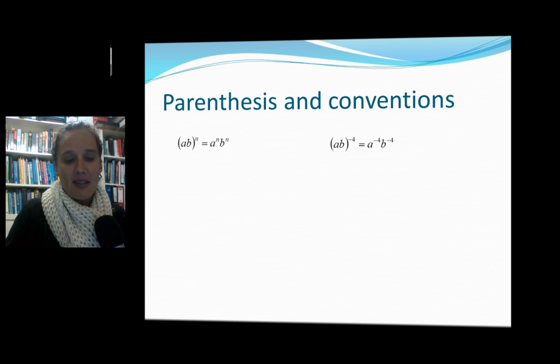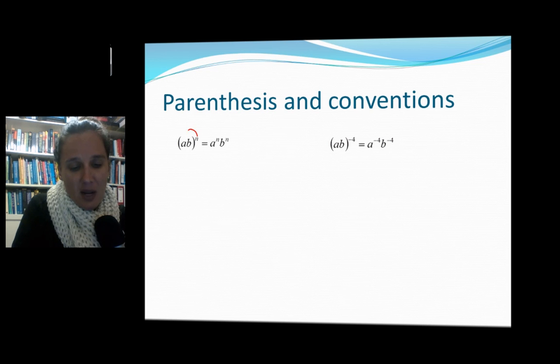So looking at our next example here, we have ab in brackets to the power of n. And what this means is we need to apply this power of n to our a and to our b. So it becomes a to the n, b to the n. So here we've got ab in our brackets and our index is -4. Here we apply it to the a to the power of -4, and here to the b to the power of -4.